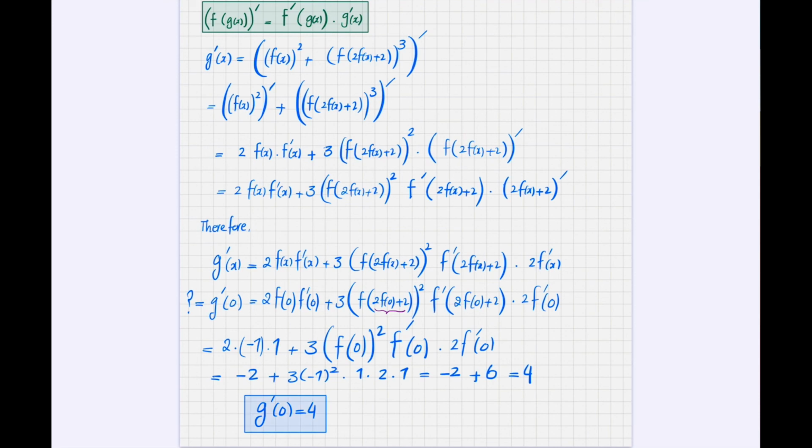Okay, so this was a fairly complicated problem related to the chain rule. You have to be quite experienced to be able to do this, but I think it is doable.